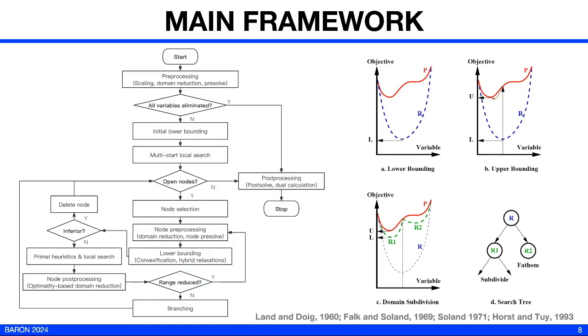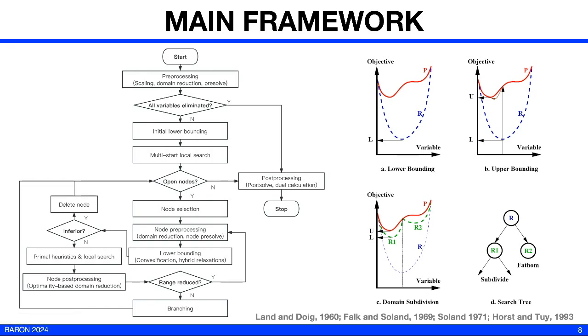Otherwise, we will start solving the initial lower bounding and upper bounding problems. Here we are talking about the standard formulation as a minimization problem. So the dual bound is provided by a lower bounding problem, and once the gap is closed, we can terminate. Otherwise, we will start branching.